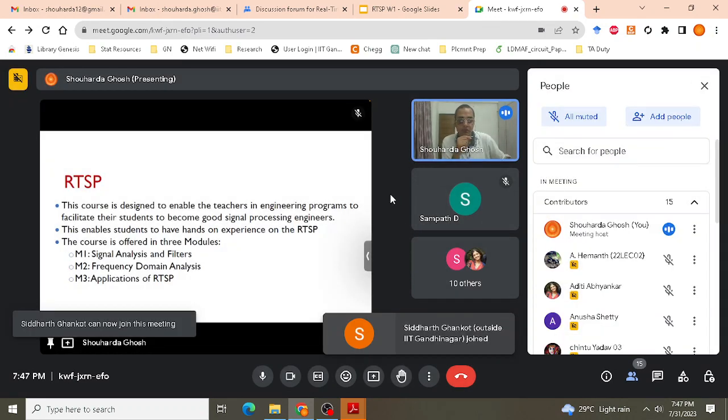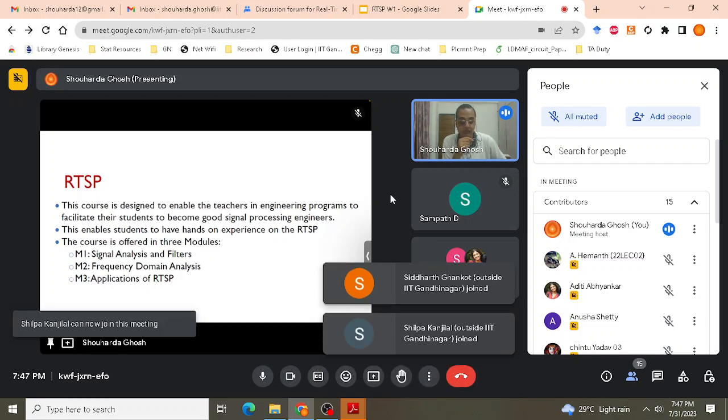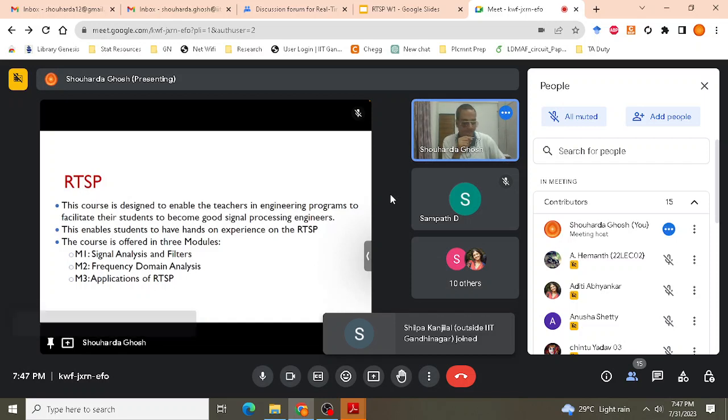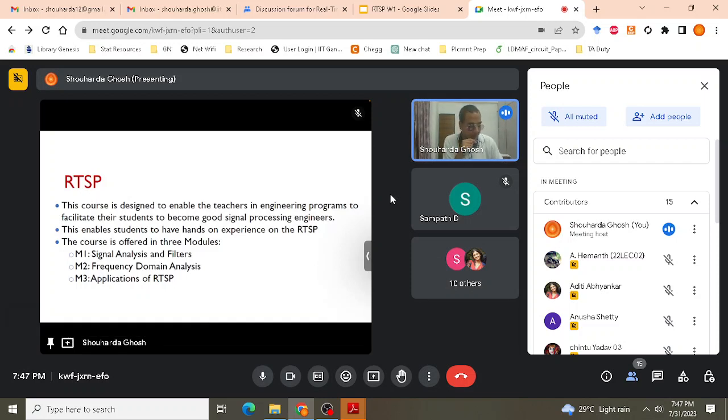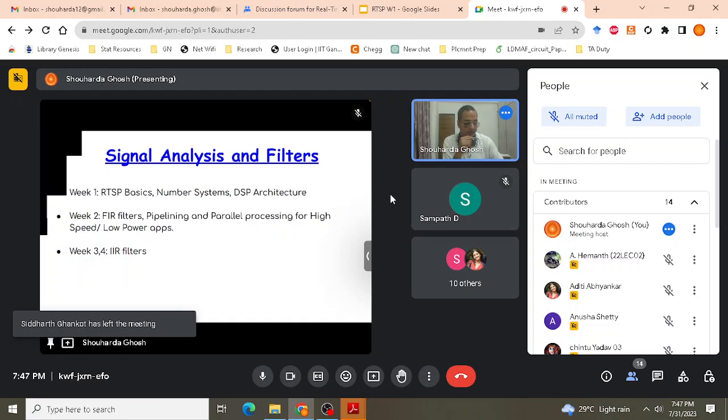If you lose the data once, then you lose it forever. You have to manage it on the spot. Okay, so now we get into details of the further modules.